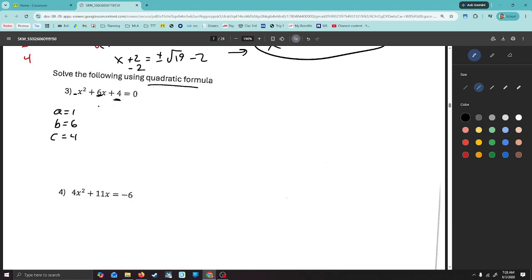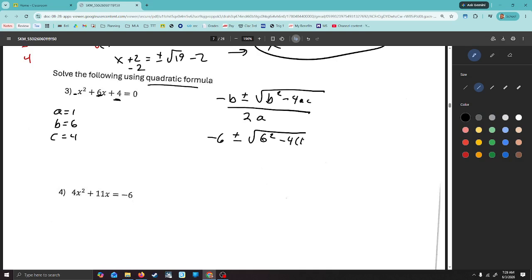Because of that, what we're going to do is now put it into the quadratic formula. The quadratic formula is negative b plus or minus the square root of b squared minus 4ac, all over 2a. So now I'm just going to plug in all these numbers where they belong. Negative 6 plus or minus the square root of 6 squared minus 4 times 1 times 4, over 2a, 2 times 1.